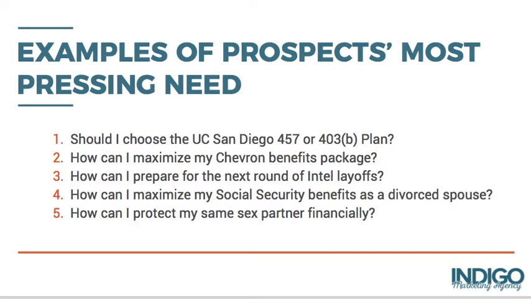So here are some good examples of prospects' most pressing needs. This top one is actually from my dad's website. People come to this page on his site that is, should I choose the UC San Diego 457 or 403B plan? They're a government institution, also an educational institution, so they have both, and people get really confused about that. So that's a great piece that we created for him.